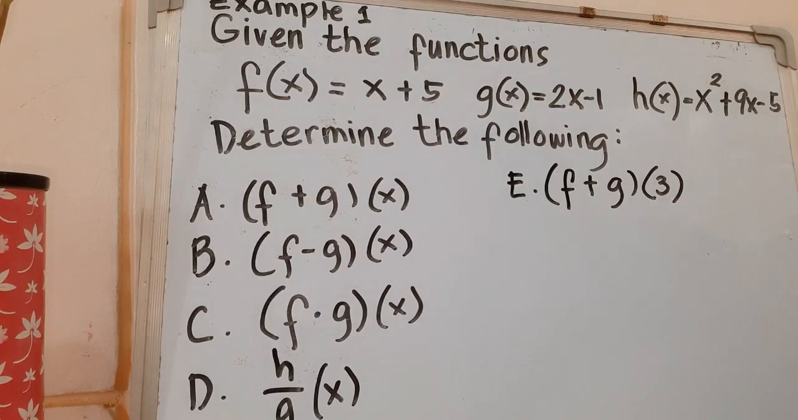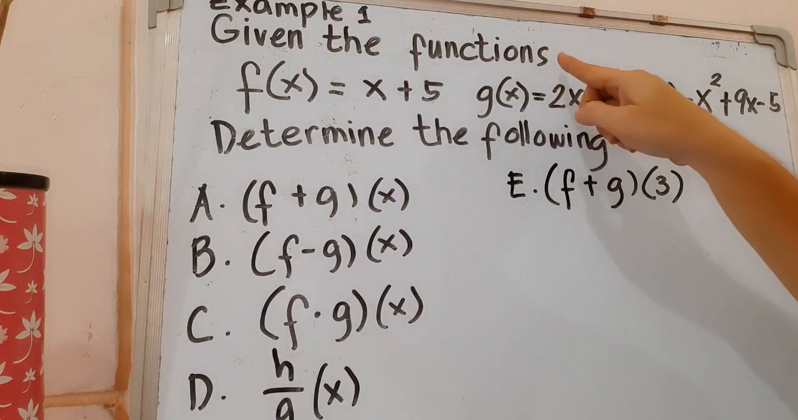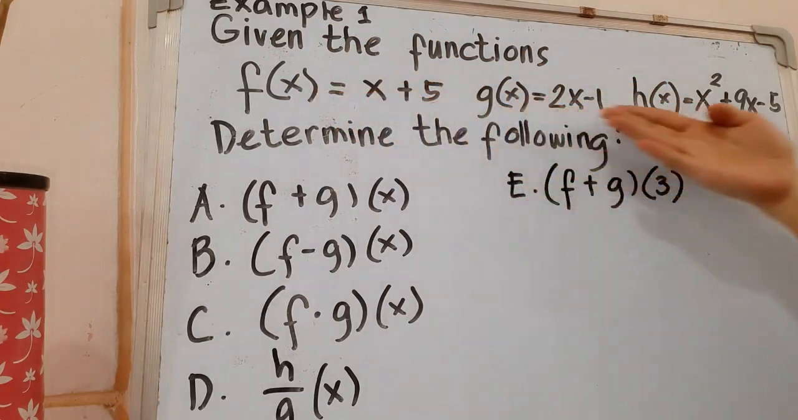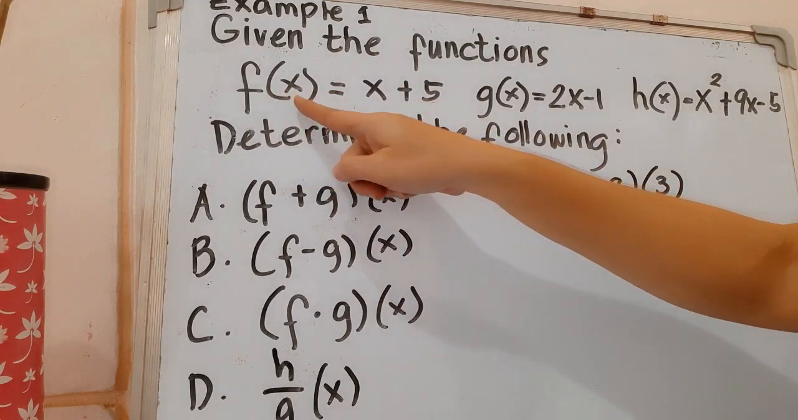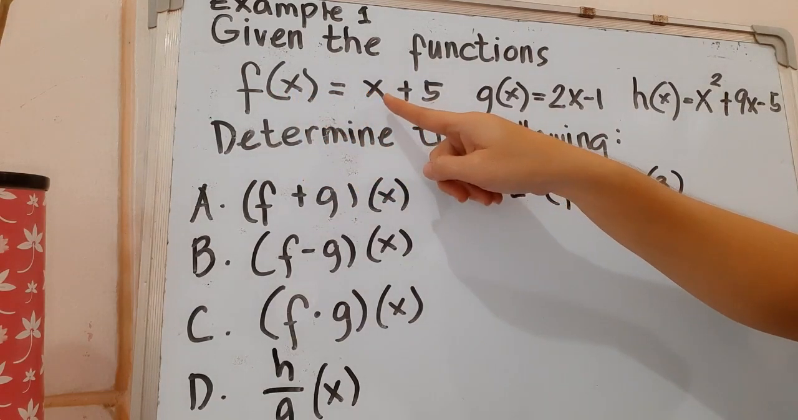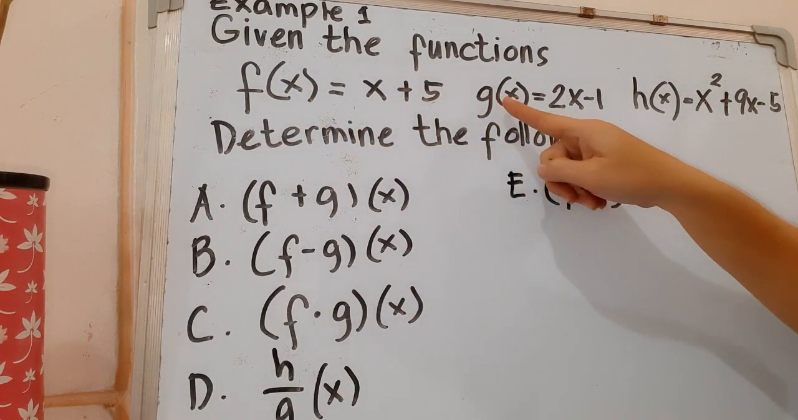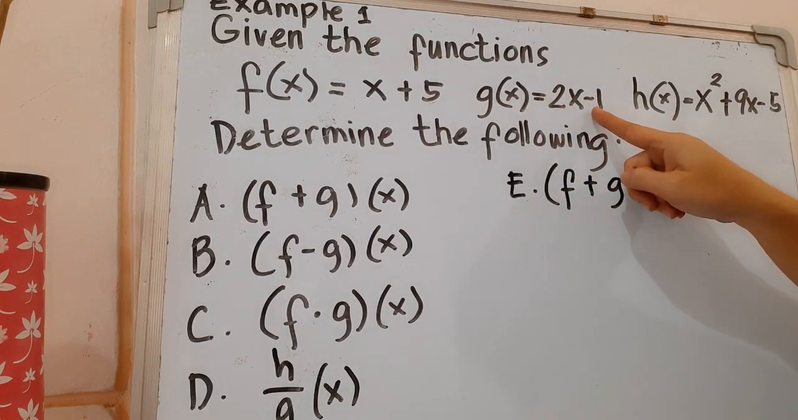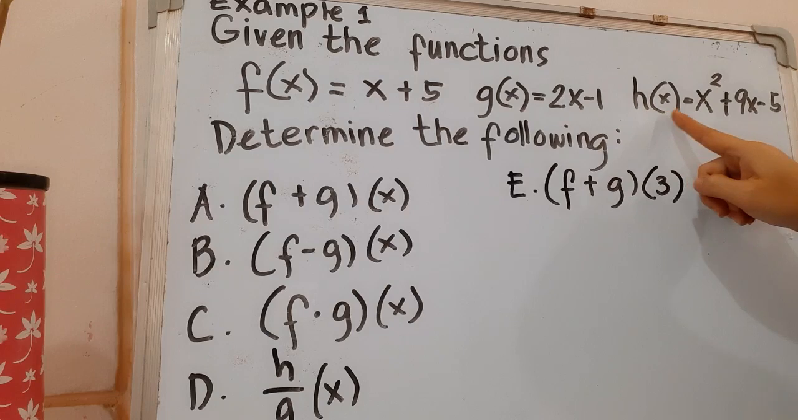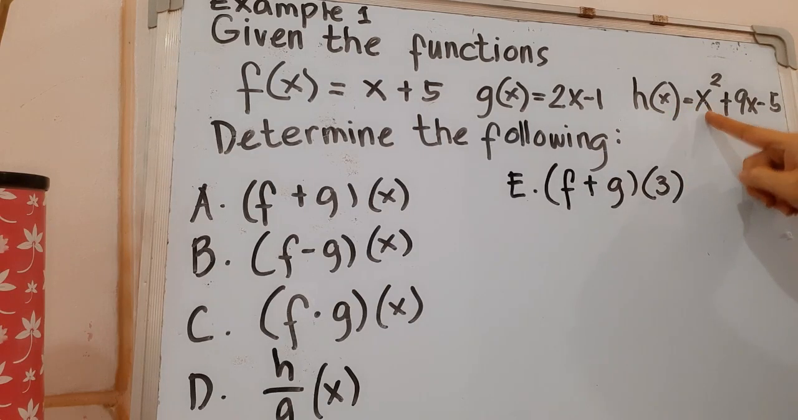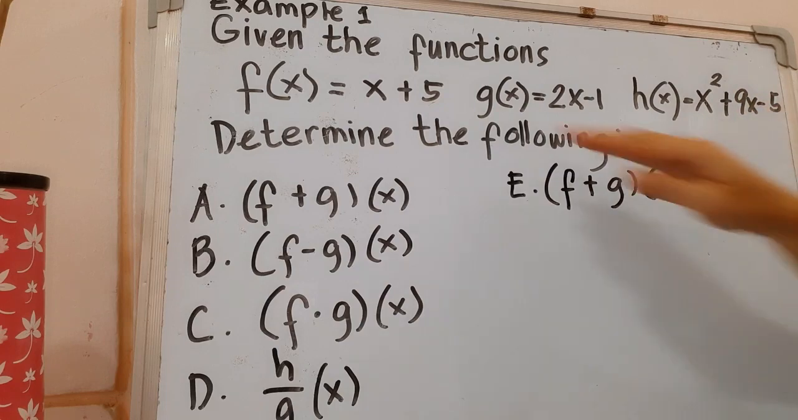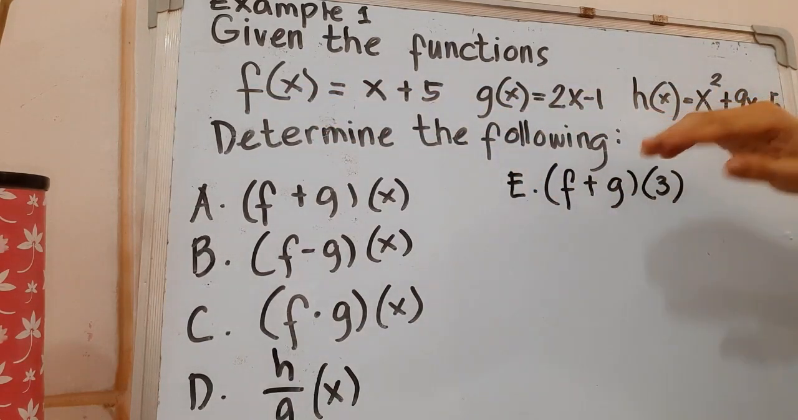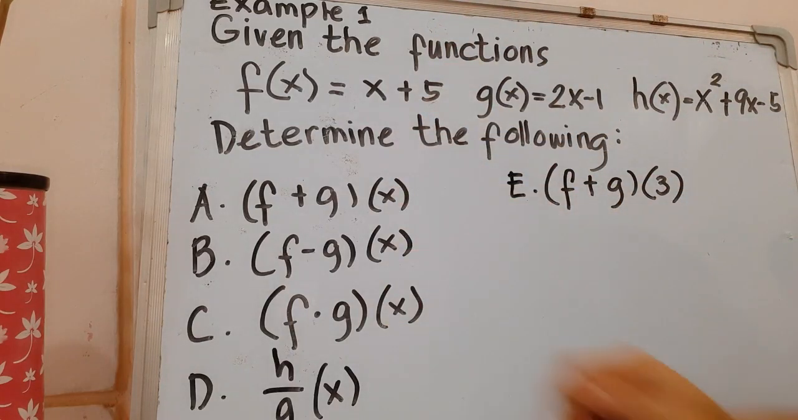Example number 1. Given the functions, we have three functions here. We have f of x, the value is x plus 5, and we also have g of x, the value is 2x minus 1, and we also have h of x, and the value is x squared plus 9x minus 5. With these given functions, we are going to determine the following.